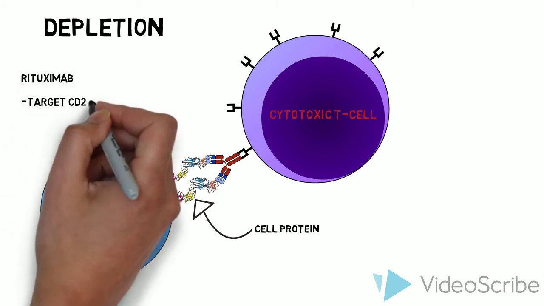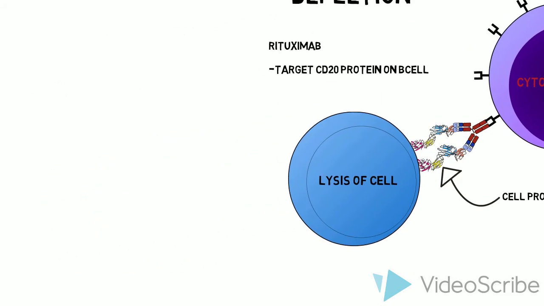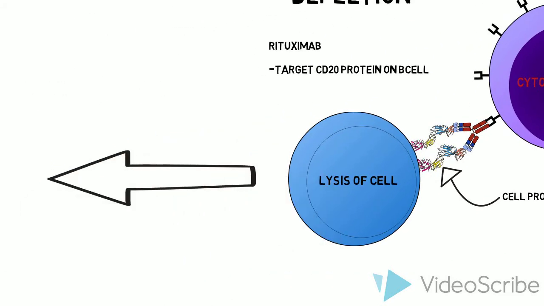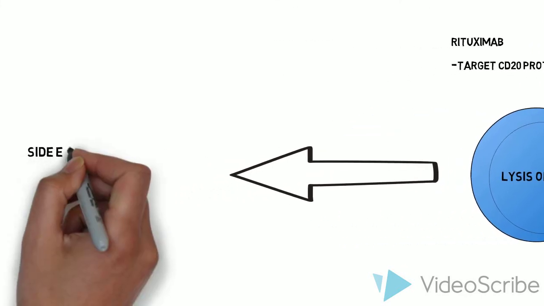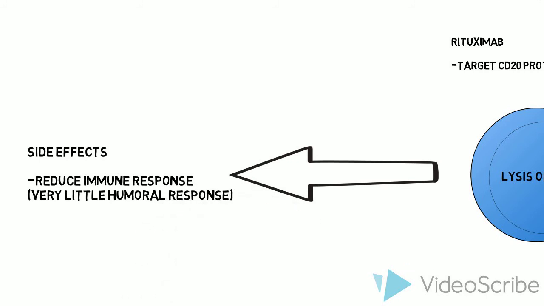Rituximab can treat B-cell lymphoma where there is sustained cancerous growth of B cells. Rituximab targets CD20 proteins on B cells and enables the destruction of cancerous B cells. Side effects of this, however, is that most other B cells in the body are tagged for destruction. This approach vastly hinders the humoral immune response and makes patients at risk to infection.